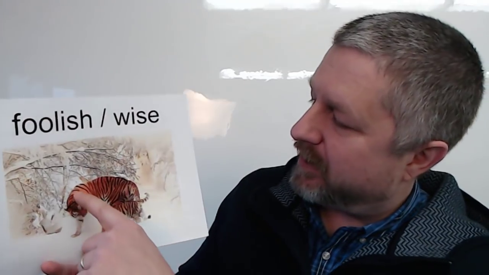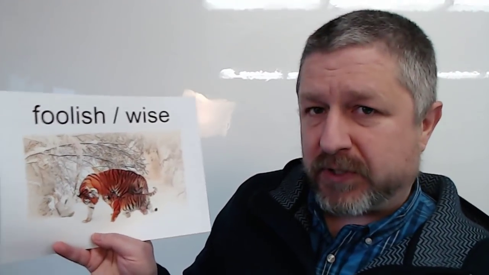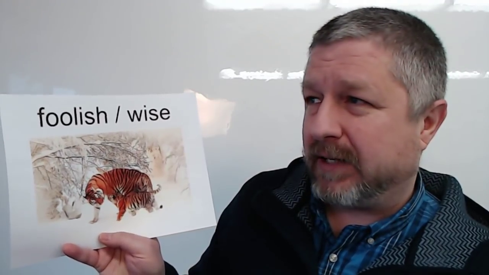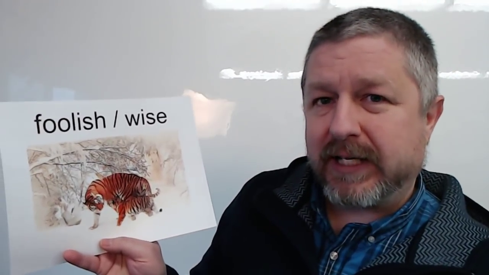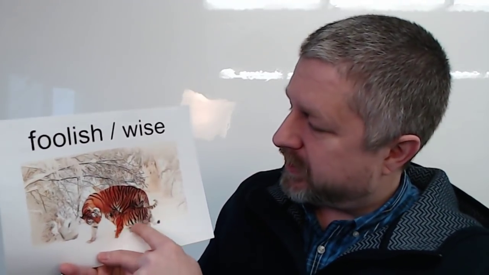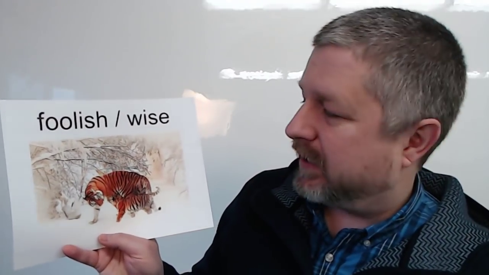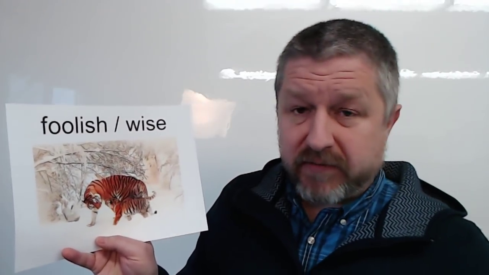Foolish and wise. So here I found a picture of two tigers, and we have the mom and the baby. And so a foolish person is someone who isn't very smart. A foolish person can be someone who makes bad decisions, or sometimes really young kids can be foolish. So we can kind of picture this baby tiger as maybe being a little bit foolish. It's not nice to call someone foolish. It's actually a bit of an insult, but foolish means not very smart.